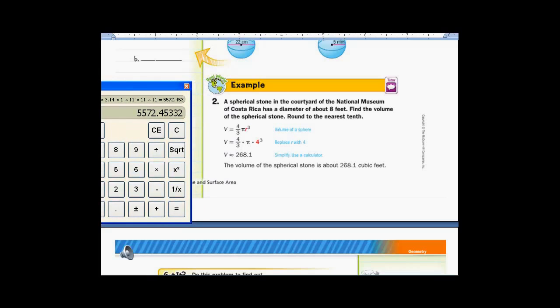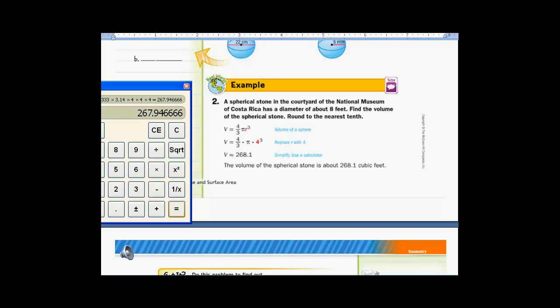So let's do this. A spherical stone in the courtyard of the National Museum of Costa Rica has a diameter of about 8 feet. Find the volume of the spherical stone. So volume, diameter is about 8 feet. So our radius, we never use the diameter. Radius is about 4 feet. So on here, I'm going to take 4/3, so 4 divided by 3 times pi times my radius is 4. One more. There we go.